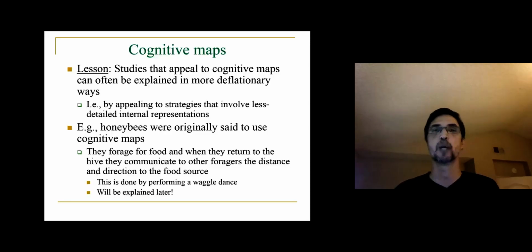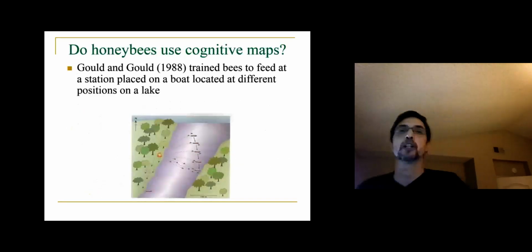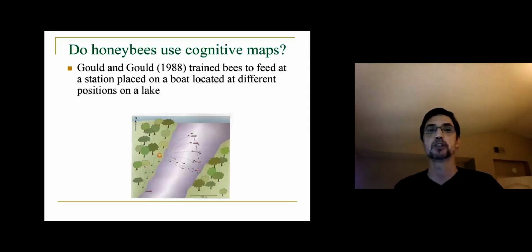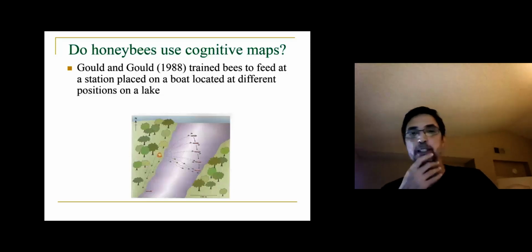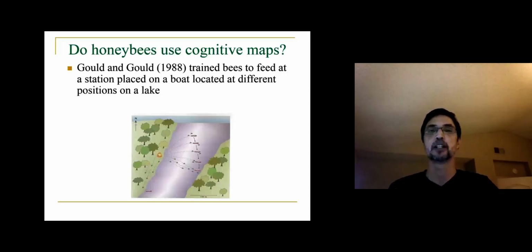Okay, so I'm going to talk about the waggle dance more later on. One of the first researchers to postulate the idea that bees have a cognitive map was Gould. And what he did to demonstrate this was that he trained bees to feed at a certain station located on a boat, a feeding station placed on a boat. And this feeding station was located at different distances from the hive, but also at different positions on the lake. So it's either on one side of the lake or the other, or it occupied positions somewhere in the middle of the lake.